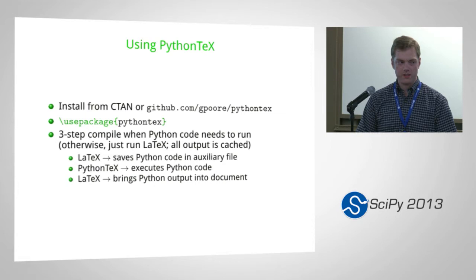In terms of getting started with PythonTeX, very simple. You just install. It's on CTAN. It's also on GitHub. At the beginning of your document, you do the standard usepackage. And then in terms of actually compiling documents, you do it just a little bit different than the standard workflow if you have any new Python code. If you've just edited the LaTeX part of the document, just compile it like you normally would. But if you do change the Python code that's involved, there's a 3-step compile process. This gets the Python code out of the document, runs the code, and then brings it back in again.